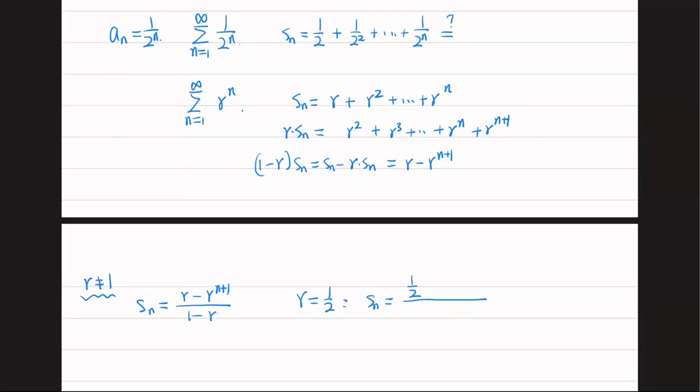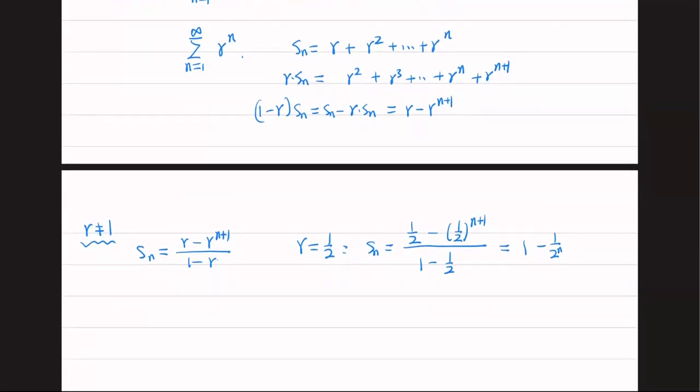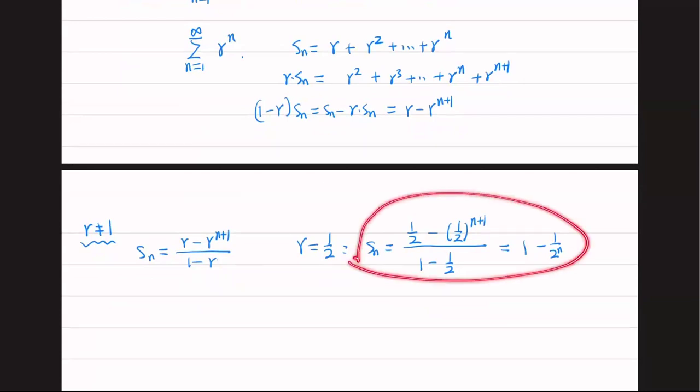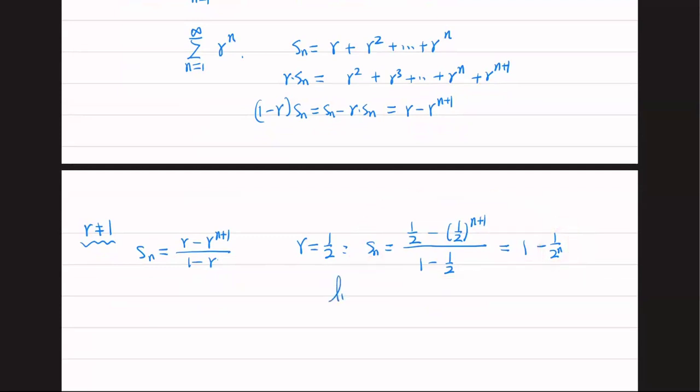One half, 1/2, 1 minus 1/2. Okay, so it's 1/2, 1/2, so it will be 1 minus. Okay, now Zichen, what's the limit of this sequence when n goes to infinity? 1, because this goes to 0. Limit.